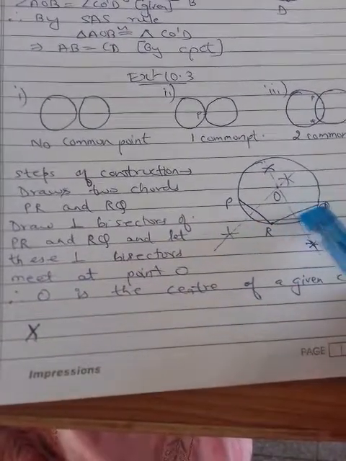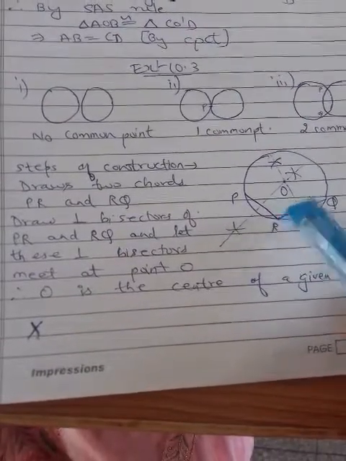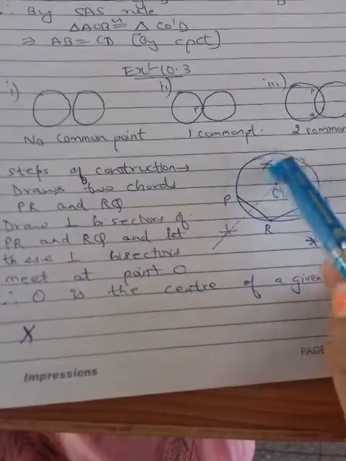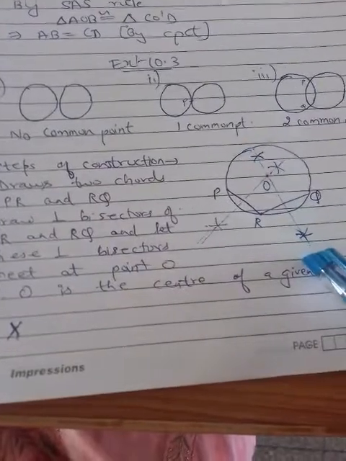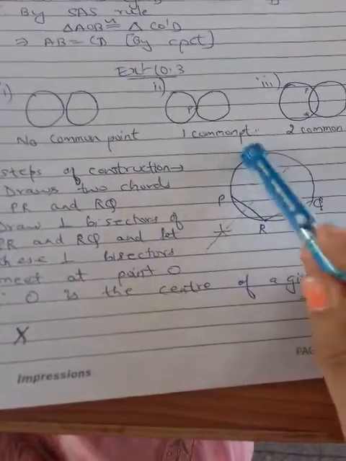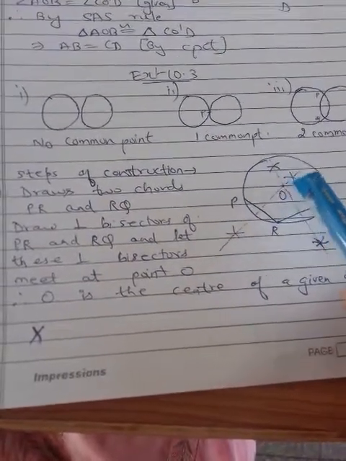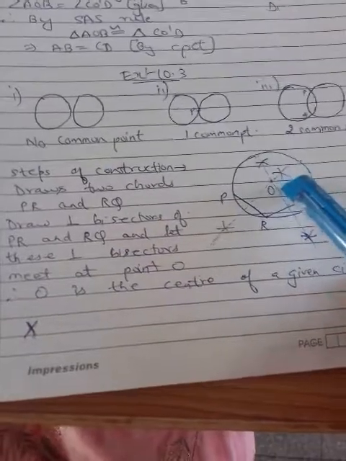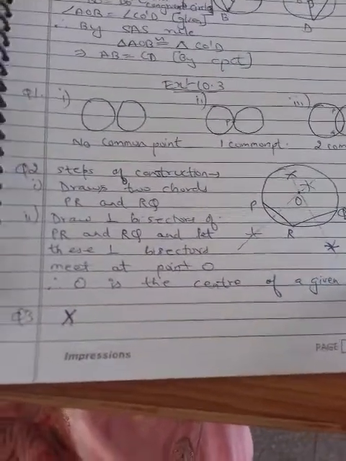Similarly, to draw the perpendicular bisector of RQ, open the compass more than half of the length of RQ, and then mark the arcs with the help of the compass and join them with the help of a scale. The point where these two perpendicular bisectors intersect will be the center of the circle. Since they have intersected at O, O is the center of the given circle.